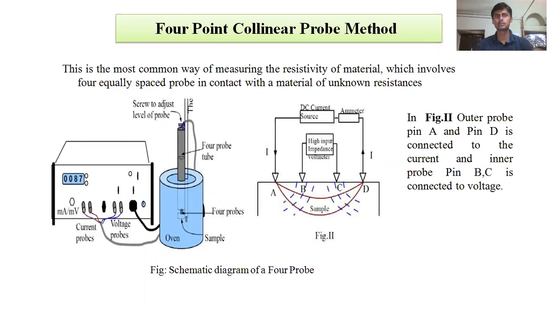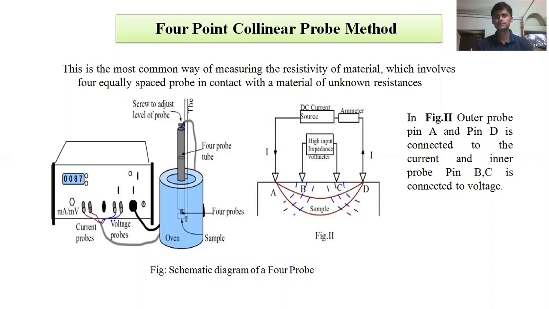Next, what is the four-point collinear probe method? This is the most common way of measuring the resistivity of a material, which involves four equally spaced probes in contact with a material of unknown resistance. So this is the symmetric diagram of the four probe.